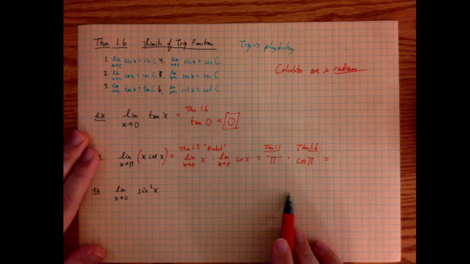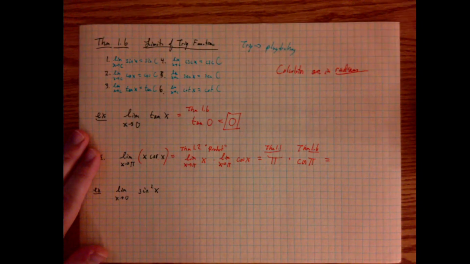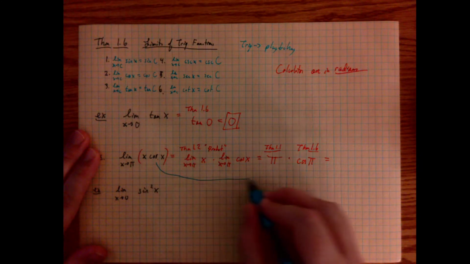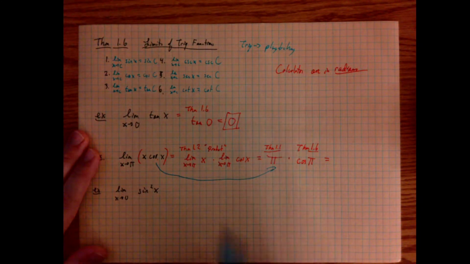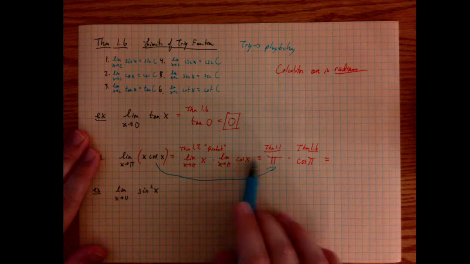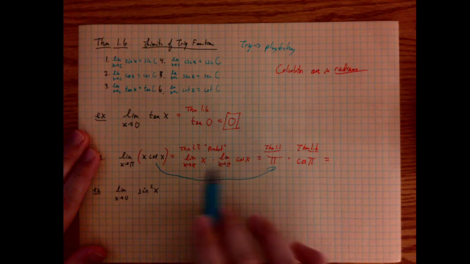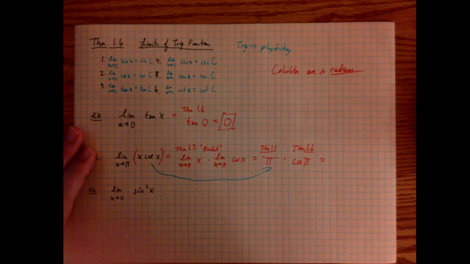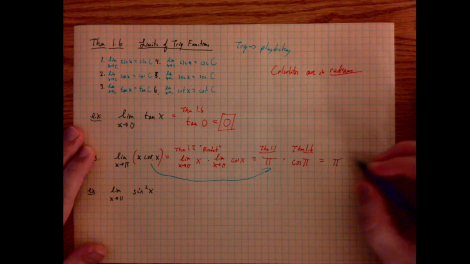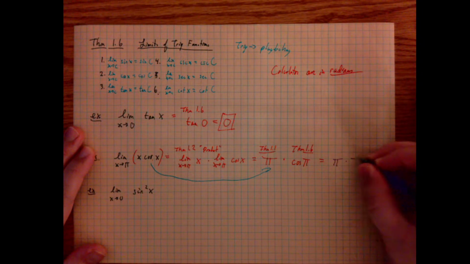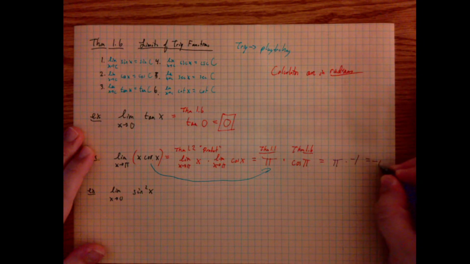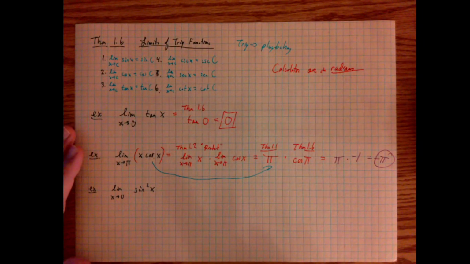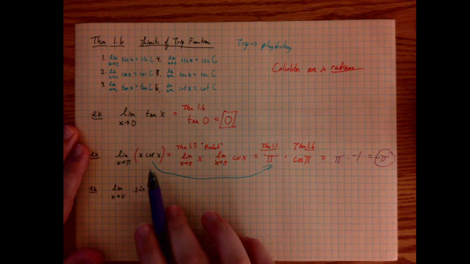Now, if I'm honest with you, most of the time, you'll learn to jump from here to here. Know that these properties exist and allow you to do this, but realistically, we're going to do this. Okay, now, pi is just pi. Cosine of pi is -1, and pi times -1 would be negative pi, meaning that's my solution. And again, I could verify this with a calculator if I wish to.